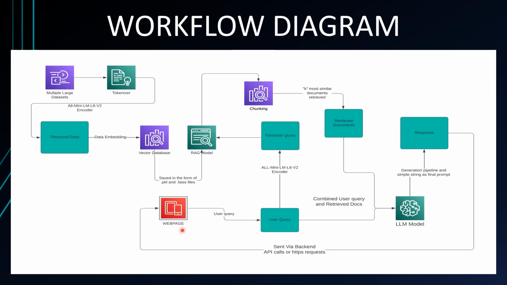The user then gives a user query in the web page, which is then sent to the same encoder and tokenized. The tokenized user query is then used to find the most similar documents, which involves initially chunking the database into smaller parts and then taking the most relevant documents. The retrieved documents and the user query are then combined into a single query and sent as a prompt to the LLM model. The LLM model then generates a response, which is then sent to the initial web page using API calls and HTTP requests.